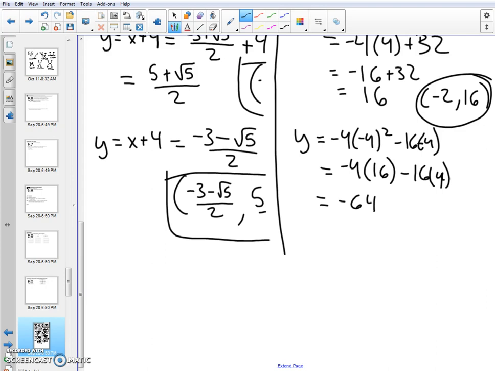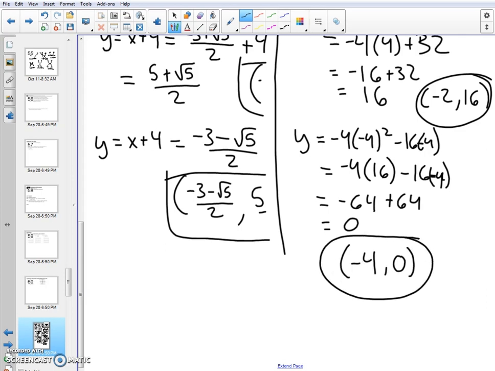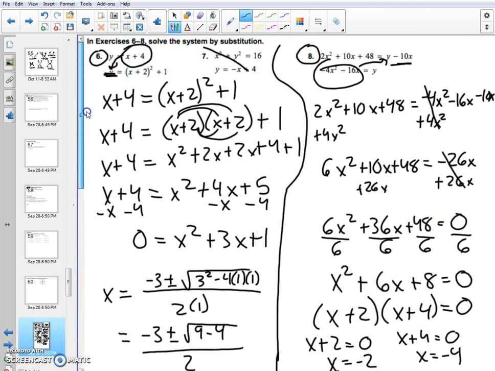Oops, and I forgot a negative here. This actually becomes -16 times -16. -16 times -4 is +64, so this is just 0. So my coordinate then, I plugged in -4 and got 0. So those are my two solutions, -216 and -4. Okay, so that was solving with substitution then, so getting one of my variables by itself and plugging it into the other equation.